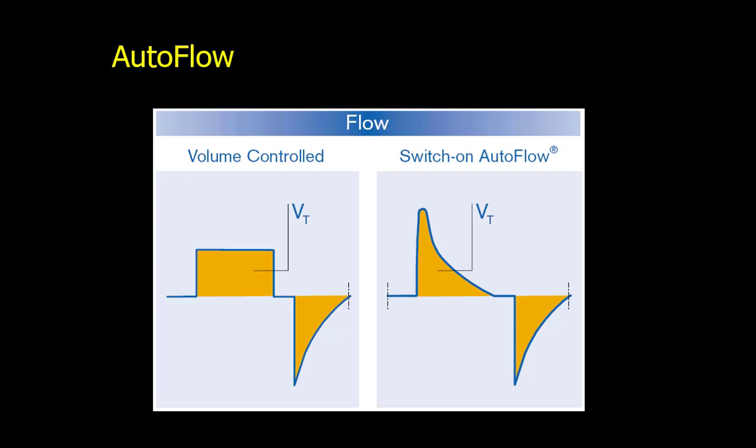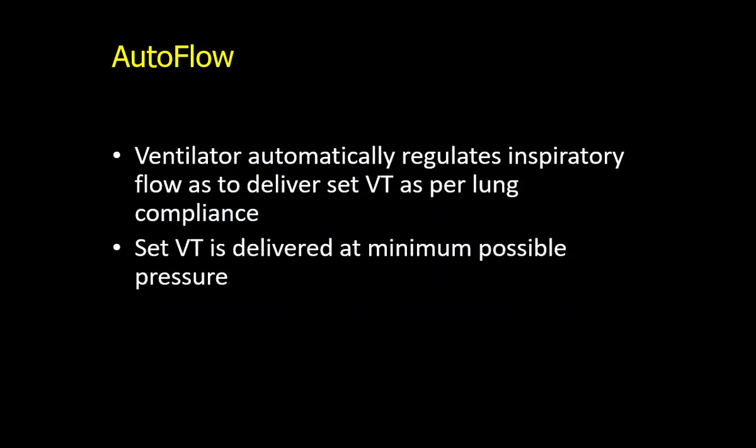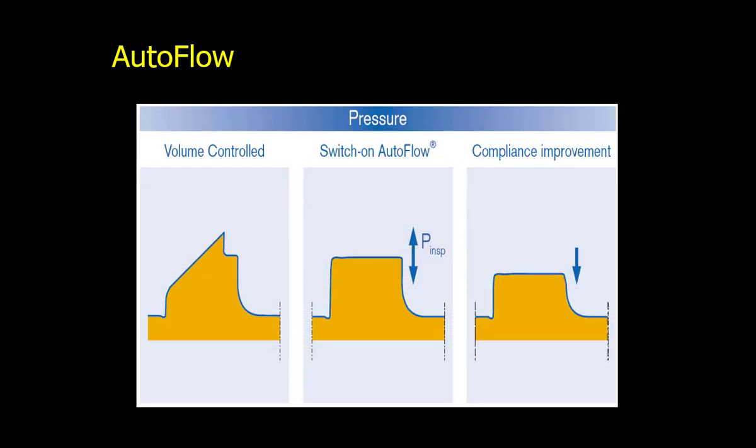As you can see, this is a volume control breath. The moment you switch on the autoflow, the decelerating type of flow comes, which is a characteristic of a pressure control breath. So the ventilator automatically regulates the inspiratory flow to deliver the set tidal volume as per lung compliance. Up to this part, it is similar to the PRVC, but certainly it has some differences from the PRVC.